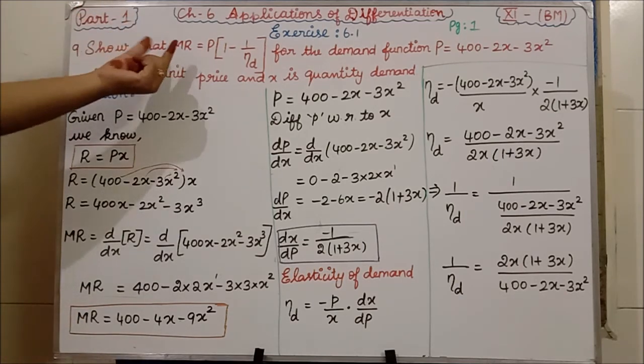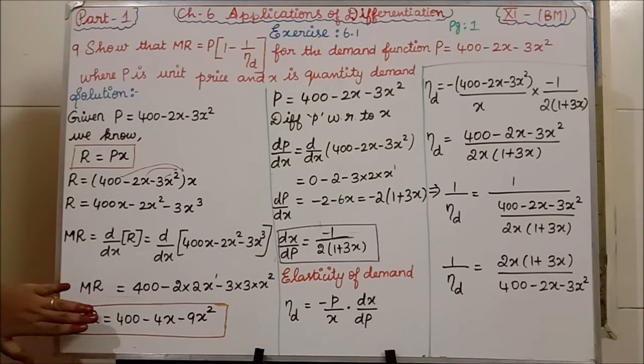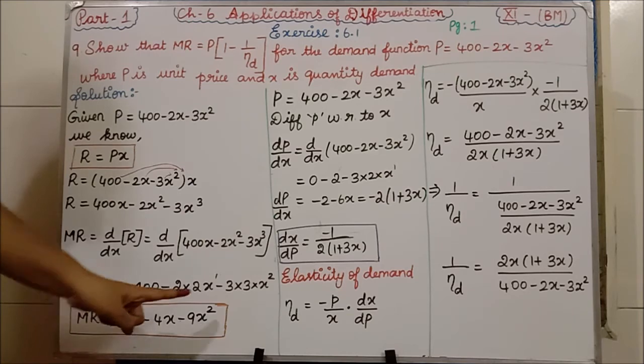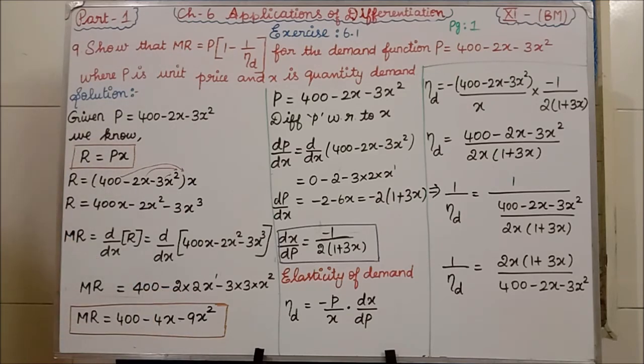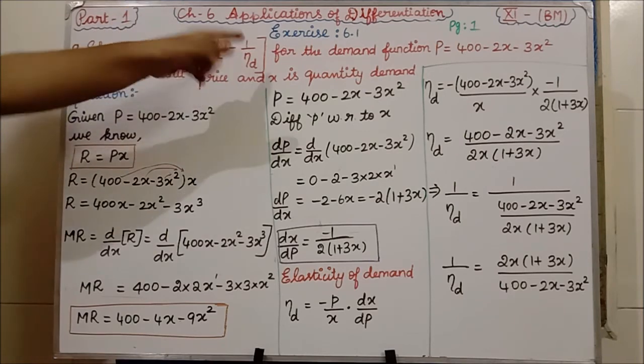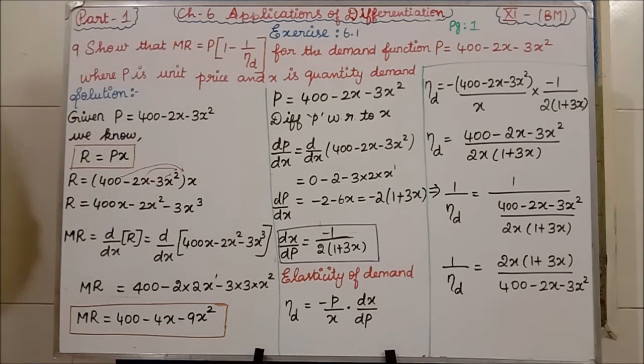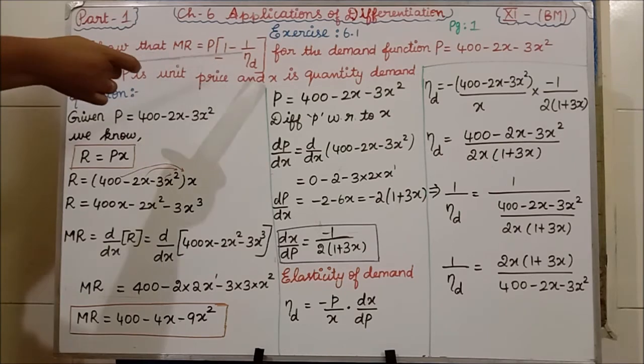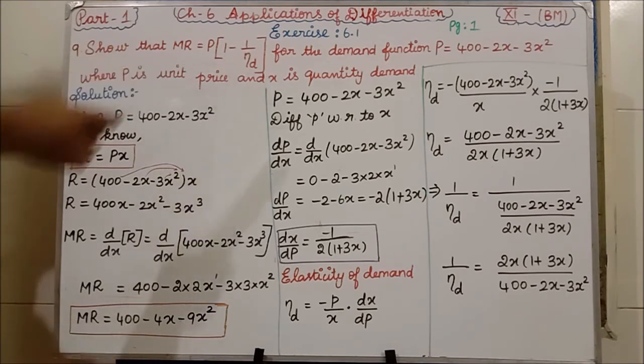Okay, now we have got the left hand side. Now keep this value in mind. What value have you got? 400 minus 4x minus 9x square we have got. Okay, now we'll move on. Now the left hand side we have got. Next we have to find the right hand side. For that we know the price. Okay, we now need the elasticity of demand value.